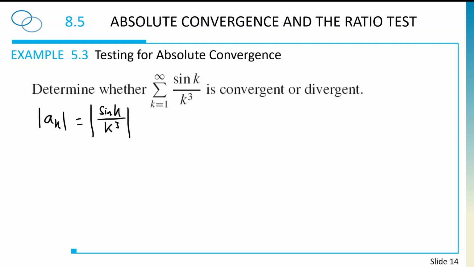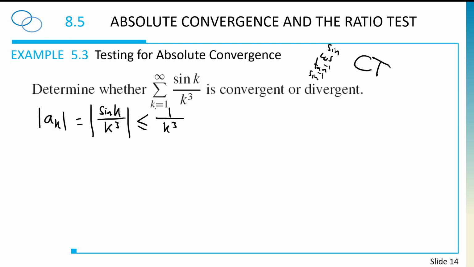Remember, from the previous sections, I told you any question with sine, cosine, tan inverse, sine inverse, cosine inverse, these trig functions, the best test that you can use is the direct comparison test. Why? Because we know they are less than what? For the sine, we know that it's always less than or equal to 1. The sine is always less than 1, over k to the power 3.